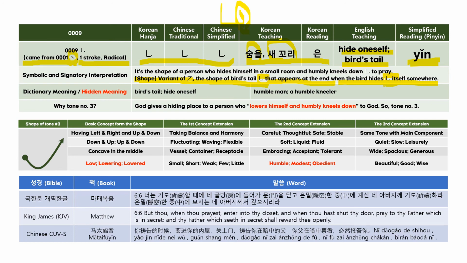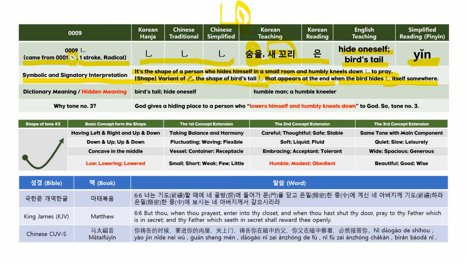Korean ancestors have taught us this character means hide oneself. Also, bird's tail. It's amazing. I would suggest a symbolic interpretation for this character. It's the shape of a person, sorry, who hides himself in a small room and humbly kneels down to pray.